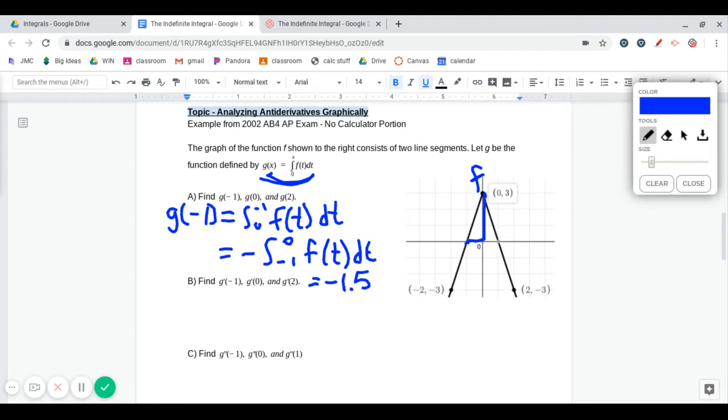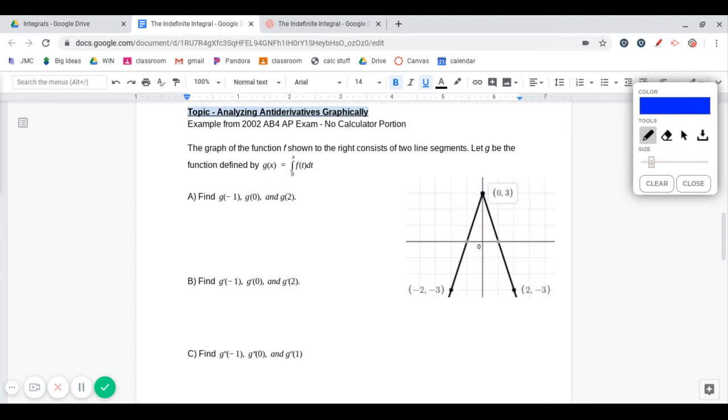Now I'm going to clear this so I have room for g of 0. Let's find g of 0 now. It equals the integral from 0 to 0, nice, of f of t dt. Why did I say nice? Well, from x to x, 0 to 0, that's just a point. What's the area of a point? 0.